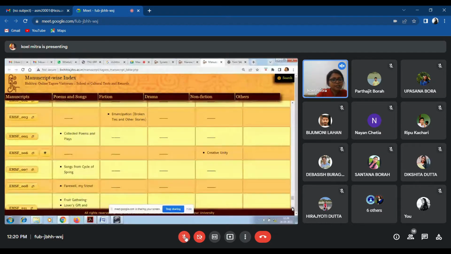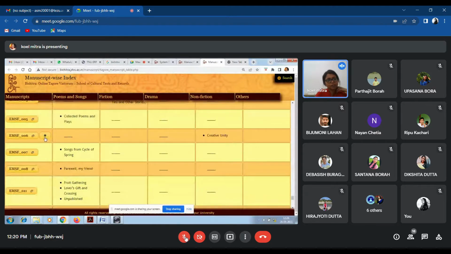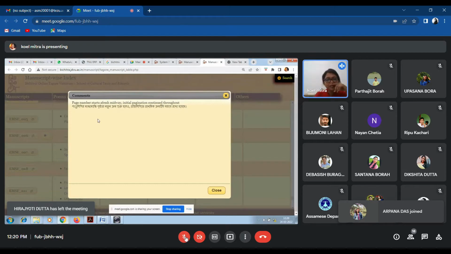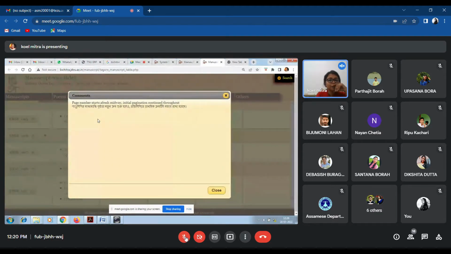For the English, let's say we'll see this. This also has an additional comment. Page number starts afresh midway, initial pagination continued throughout. Which means the pagination we have followed here is different from the pagination which has happened in the manuscript. In the manuscript, there was some error in the page number.